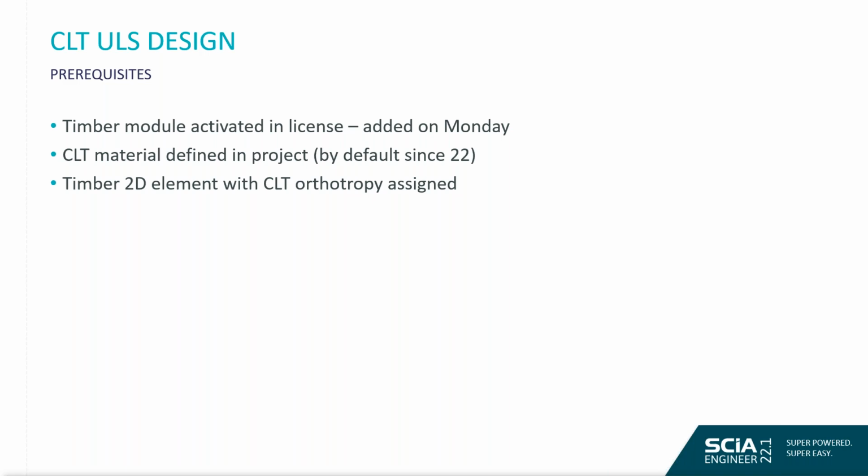And of course, before you're able to run the design of an element, you need to have a 2D element with the CLT autotropy assigned to it. If you just have a timber 2D element, it's not sufficient because it could just be a plain timber plate.